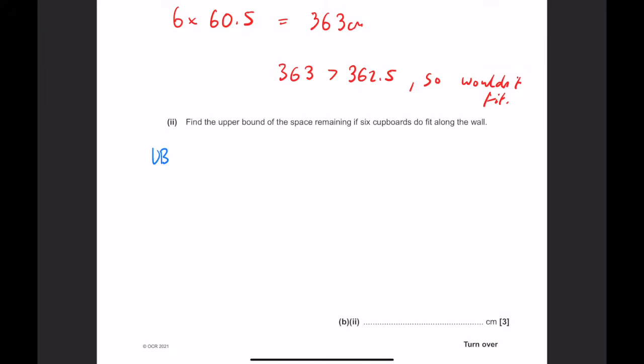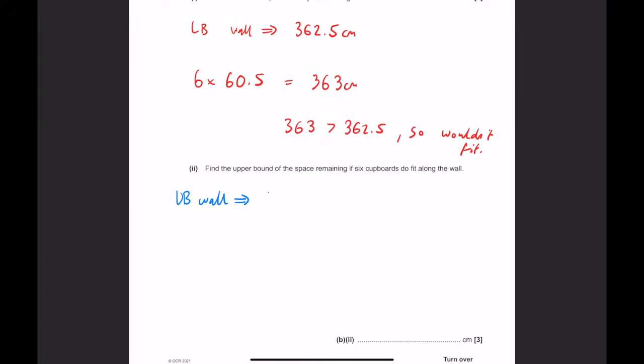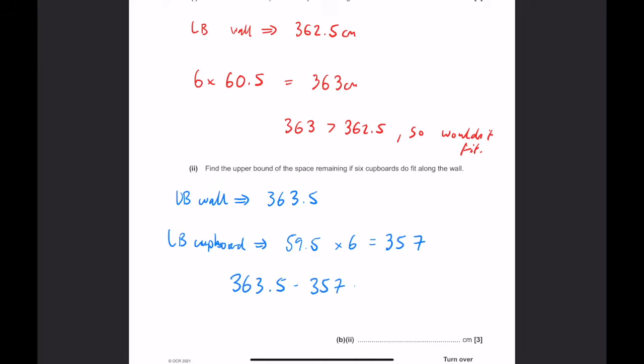The upper bound of the wall could be 363.5, and the lower bound of the cupboard could be 59.5. So if we multiply that by 6, that makes 357. And 363.5 minus 357 is going to be 6.5 centimeters. That is going to be our final answer.